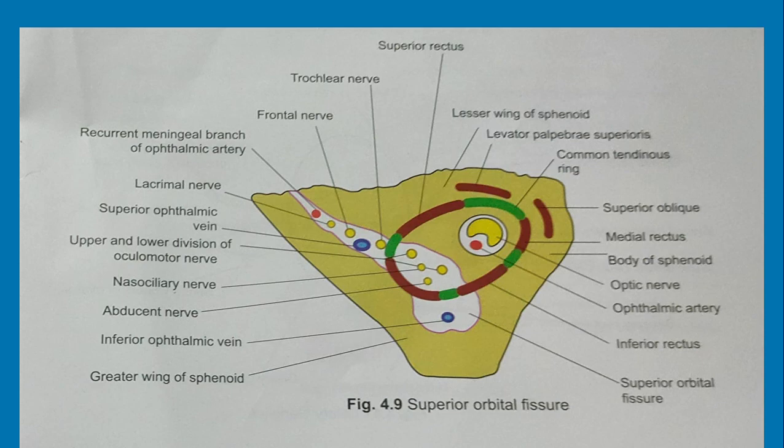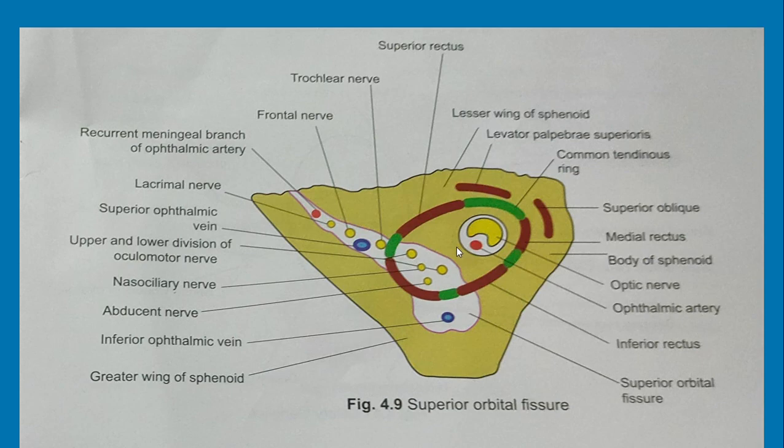That is the lesser wing of sphenoid. Have you seen this hypophyseal fossa in sphenoid? Yes, ma'am. Okay. The hypophyseal fossa can be seen on the superior surface of sphenoid, isn't it? So, medially the hypophyseal fossa, anteriorly the lesser wing of sphenoid, and if we are looking superiorly, we can see the cavity.